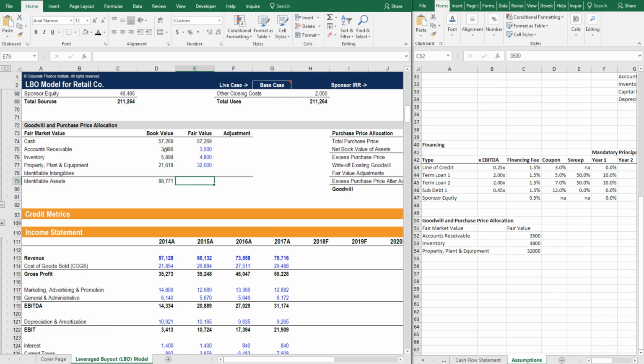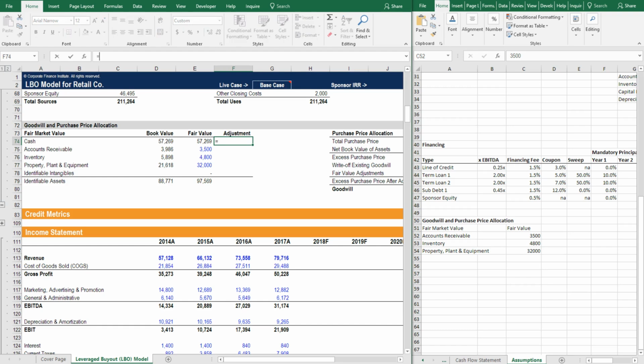So you can see that accounts receivable was actually reduced a bit, sort of written down a little bit, perhaps due to some doubtful accounts. Inventory, perhaps there was some older aged inventory, and so the market value was reduced. But on the property, plant, and equipment side, you can see that the value perhaps of some of the land or other assets has actually increased, and we're going to mark it up. So there we have the total, and identifiable intangibles is 0 since the company has no intangibles. So we can sum that up, and now we can calculate the adjustment.